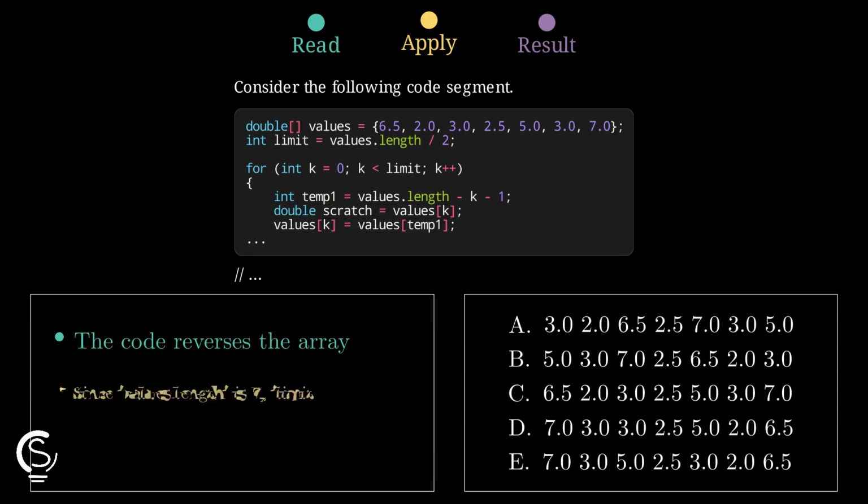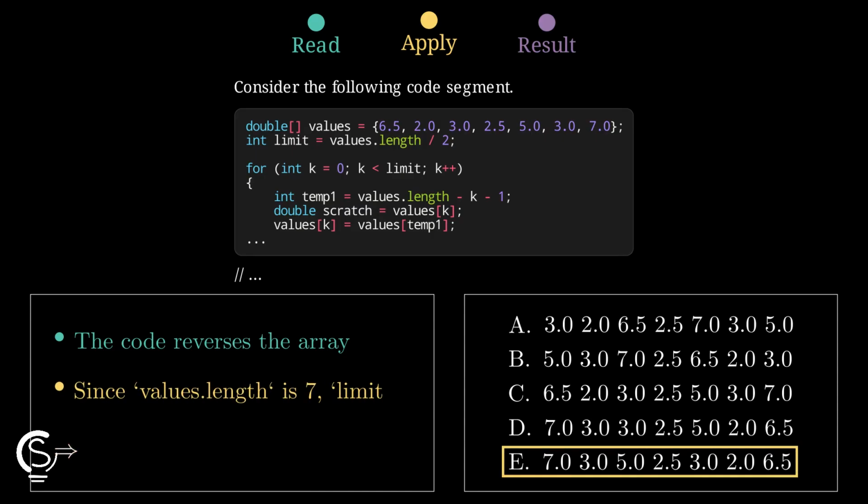Reversing 7.0, 3.0, and 5.0 to the front yields option E. It perfectly mirrors our original array.